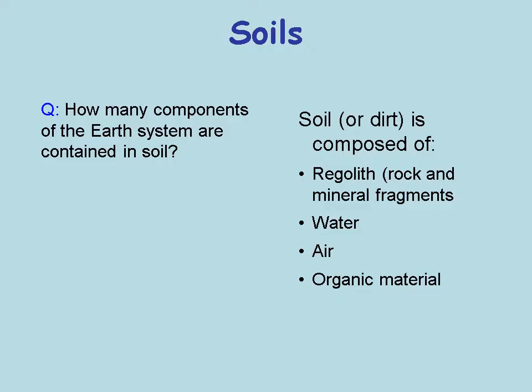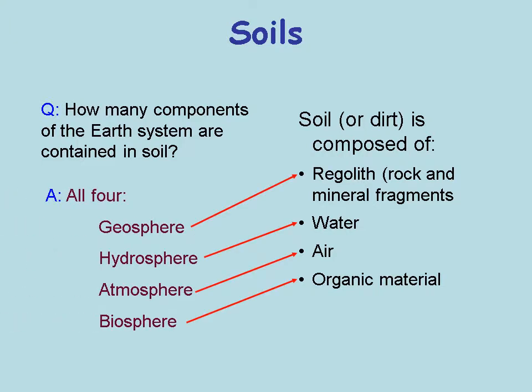Well, how many components of the Earth system are contained in soil? Well, all four: geosphere, hydrosphere, atmosphere, and biosphere. Because soil is composed of regolith, or rocks and mineral fragments, water, air, and organic material. And you just don't get rich soil without organic material in it. And that's why we compost.